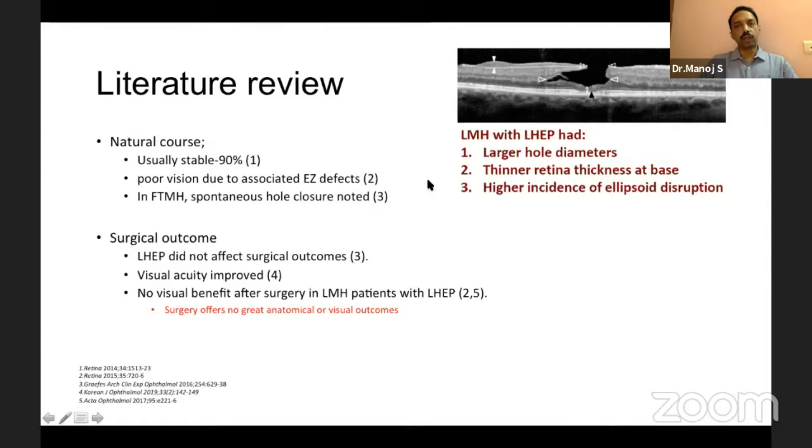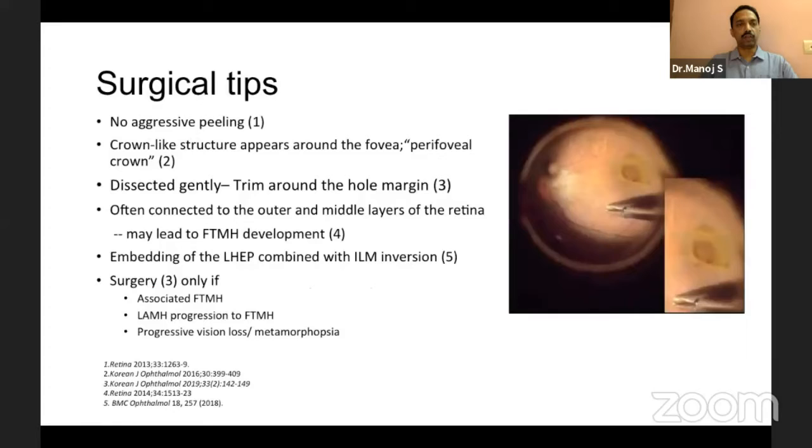Now, why should you know about LHEP? Eyes with lamellar macular holes with LHEP have larger hole diameters, and more importantly, they have a high incidence of ellipsoid zone defects, and therefore poor vision when compared to lamellar macular holes without LHEP. If you look into the literature, at the natural course of LHEP lesions, they remain pretty stable for a pretty long time. Now, in terms of surgical outcomes, there are a lot of conflicting reports, but the general consensus is that surgery offers no great anatomical or visual outcomes in these patients.